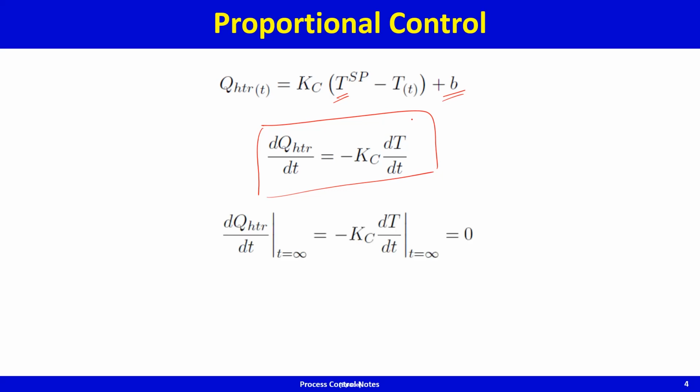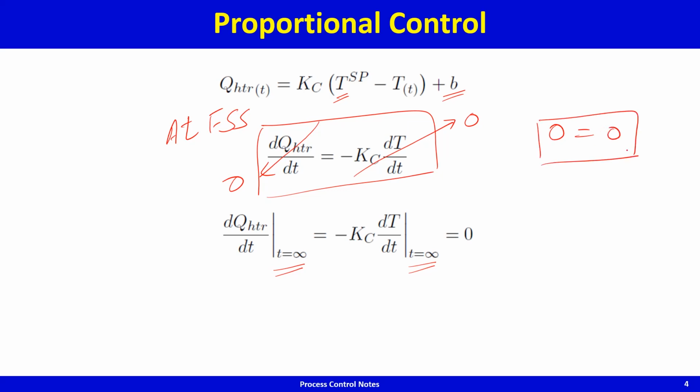At the final steady state, that means that as time goes to infinity, the controller has done all its action and the process has settled at a final steady state. If everything is done right, the process must settle at a final steady state. At that final steady state, by definition of steady state, all time derivative terms must be 0. So this should be 0 and this must also be 0. So what you get is 0 equal to 0. So if nothing is changing with time, this is what you get.